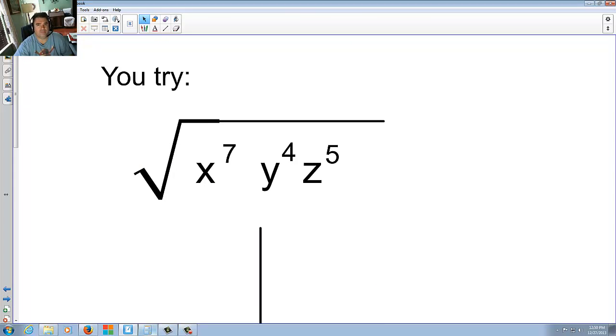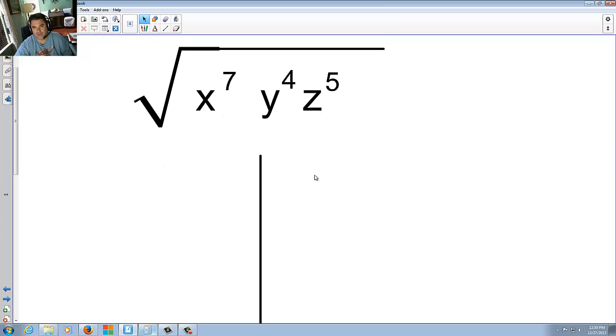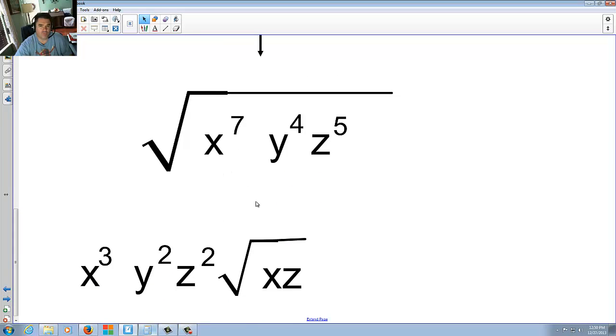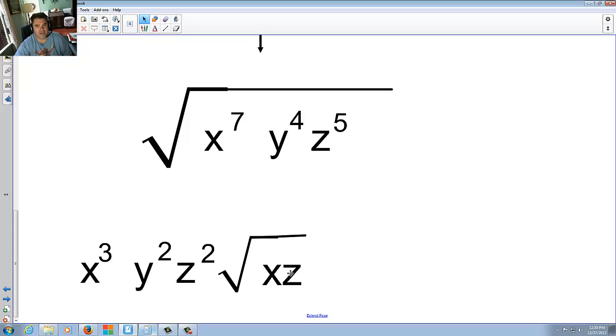You try. Go ahead. Hopefully you notice that x and z are both odd numbers. We have to leave one of each. So x to the 7th means x cubed and one x left over. So x cubed escapes, x still is inside. Y to the 4th, however, is even. So if you divide that by 2, you get y squared. So y squared gets out. Z to the 5th, you have z to the 4th plus an extra z. Z to the 4th becomes z squared on the outside. Z stays in the middle. So you have an x and z still stuck on the inside.